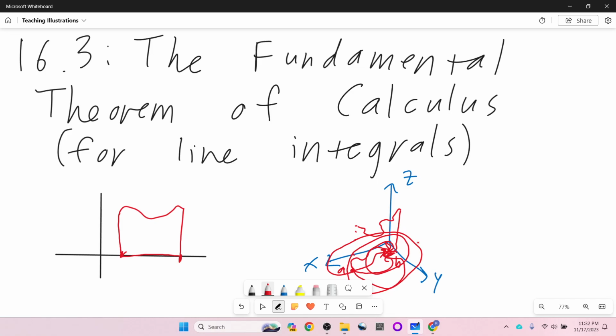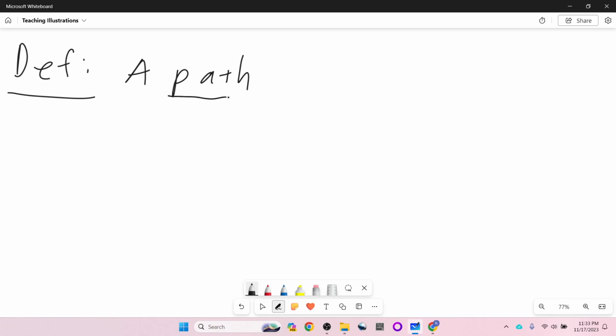Well, that's the driving question for today's lecture: does it matter what path we take? And if not, can we then just plug in the start and end point into something to get the answer? All right, so first I think we ought to define what a path is. There are going to be, I'll warn you right now, a lot of definitions in this particular video.